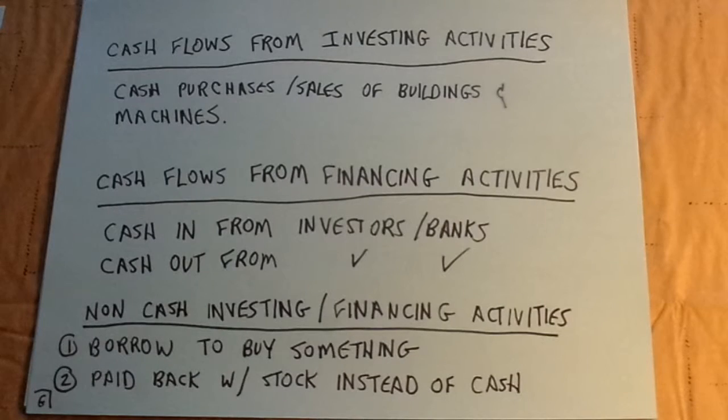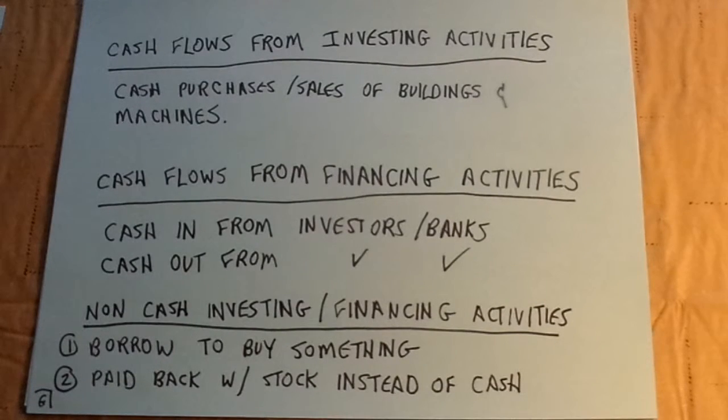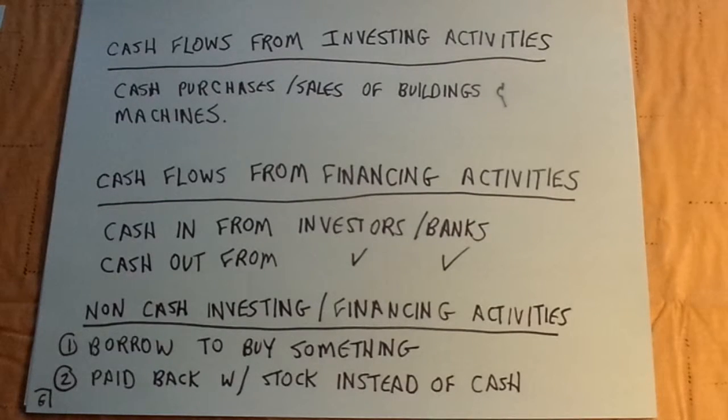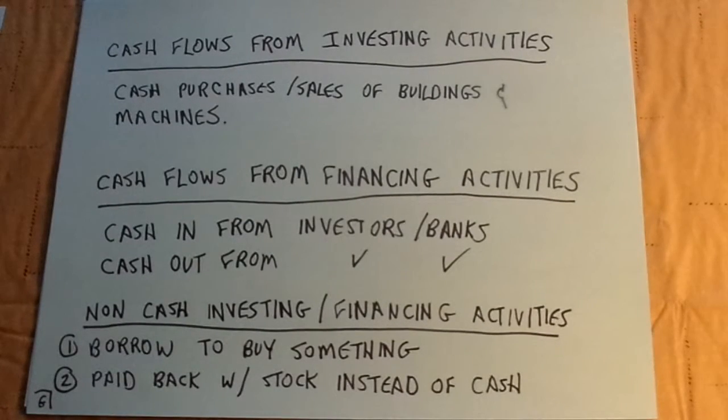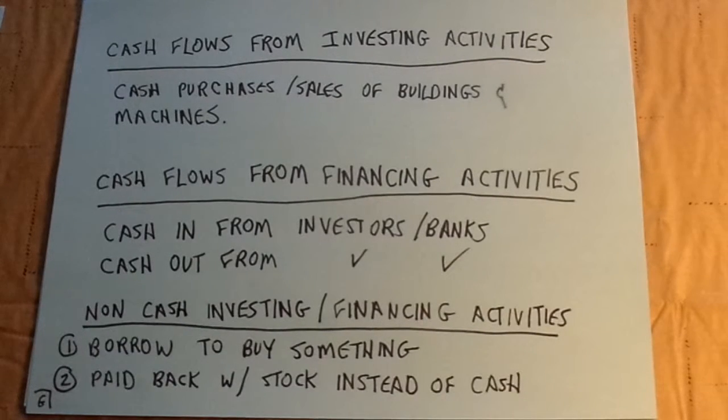Cash flows from financing activities are any cash in from investors or banks and any cash out from investors or banks. And here, you don't really pull anything off the income statement. You need direct data from your accounting department.